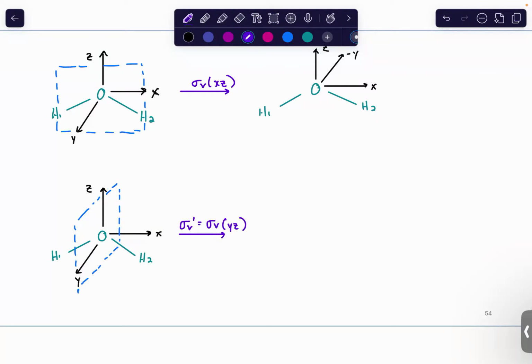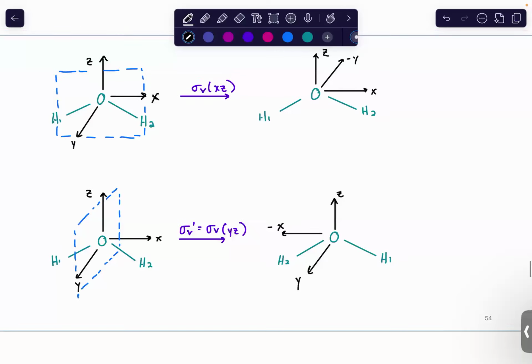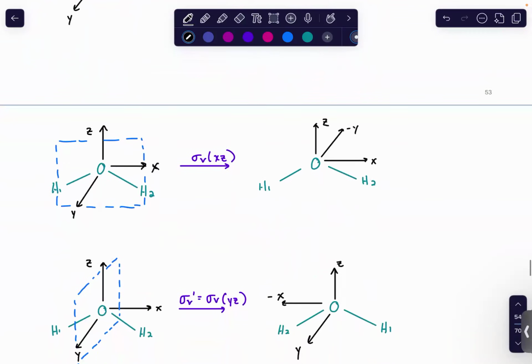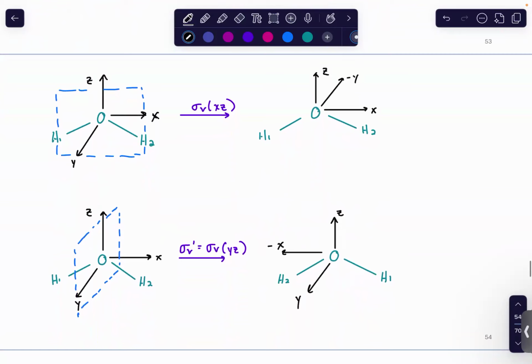As I'm working on this, can you tell me what's going to happen to the coordinates? Z and Y should stay the same, and then X will switch. So of course our hydrogens are going to flip sides this time. Z and Y will stay the same because they were part of the reflection plane, and then X is going to flip to the other side. Now, these are our symmetry operations. So now we have to start thinking about what these mean in terms of matrices.